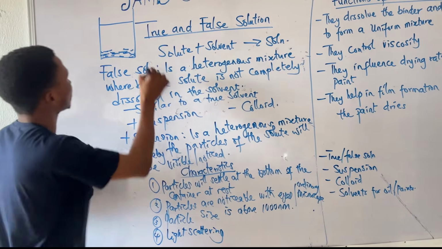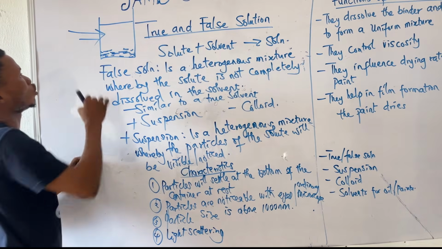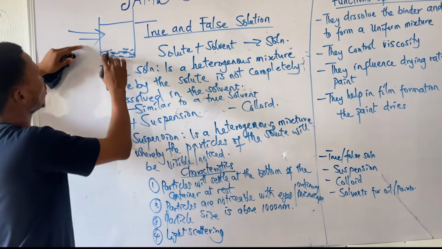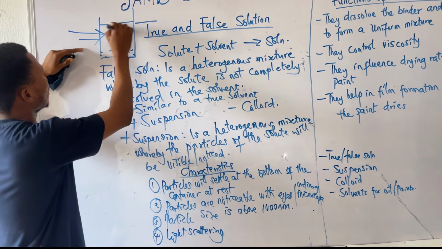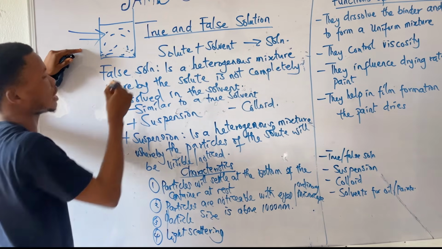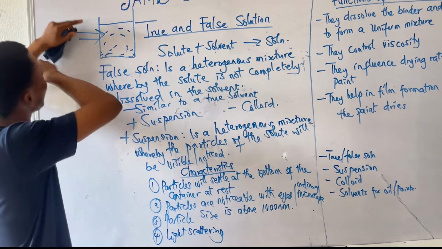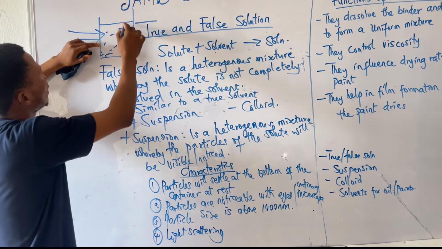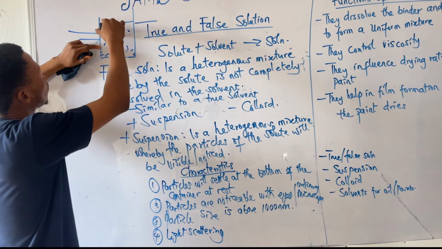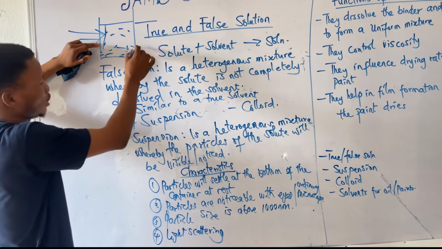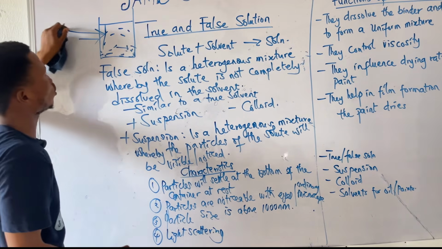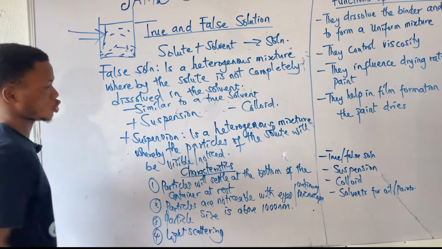So when you pass light through a suspension, now due to this particle, I told you earlier that the particles will be inside. It is when it is at rest that the particles will come to the bottom. So due to the particles inside, it will scatter the light. So there will be light scattering. So light does not pass through a suspension.